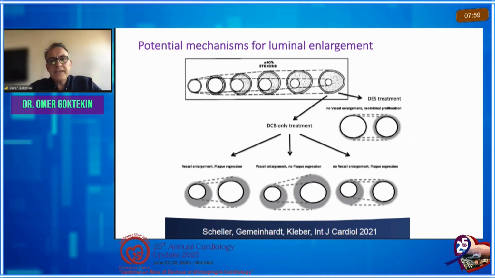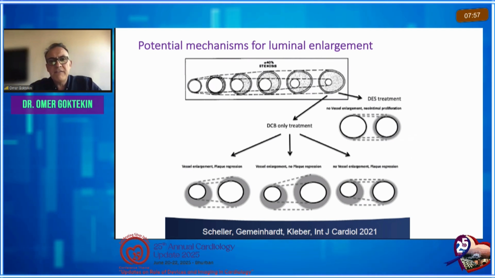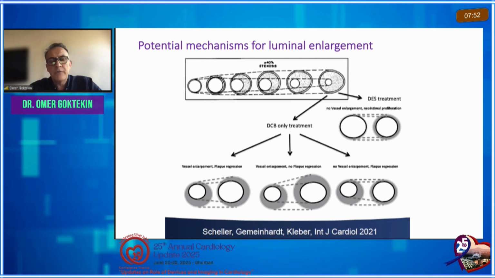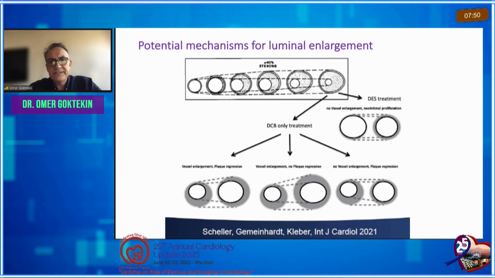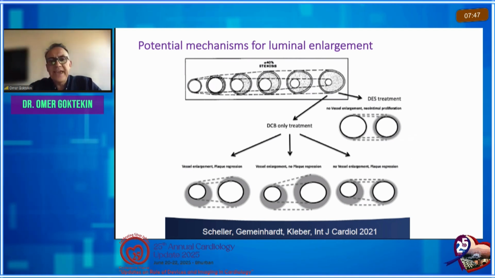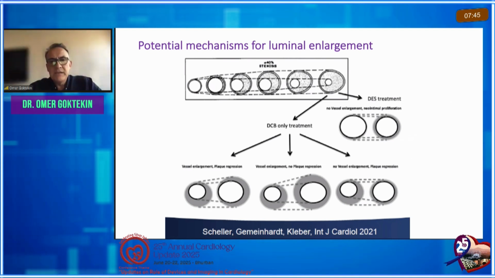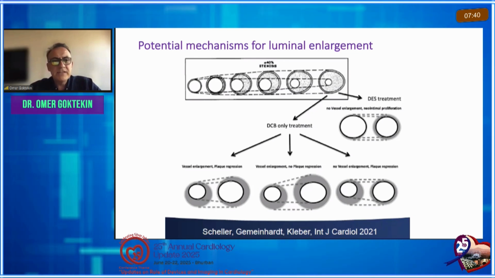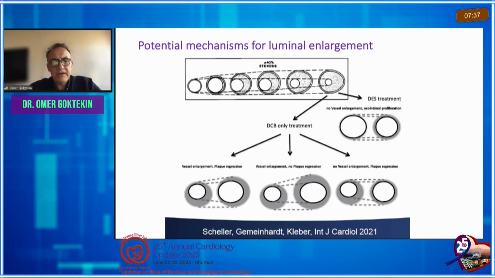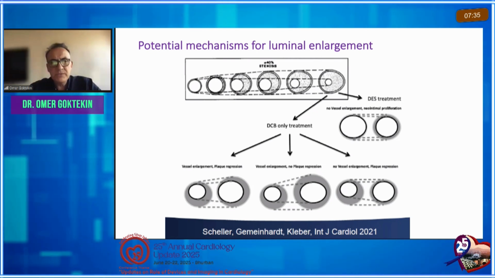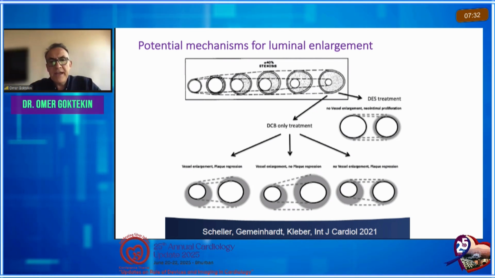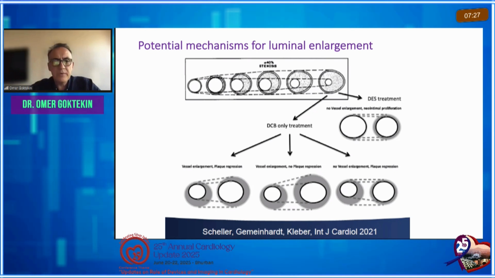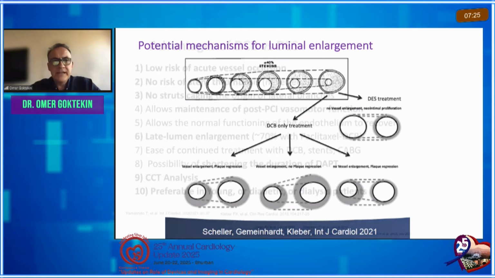So if we compare DES and DCB, we can talk about advantages. If we treat this stenosis with DES, there will be no vessel enlargement, and we could also have some neointimal proliferation after DES implantation. Because of this cage, there will be no more vessel enlargement. But if we do DCB, we have a chance to have vessel enlargement plus plaque regression, or we could have only vessel enlargement, or only plaque regression. So in any of these three ways, we could have a better advantage over DES.